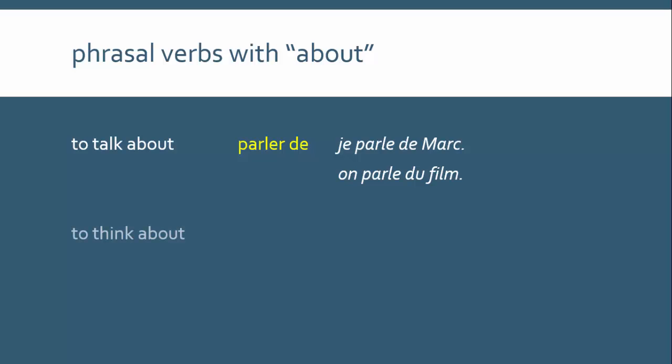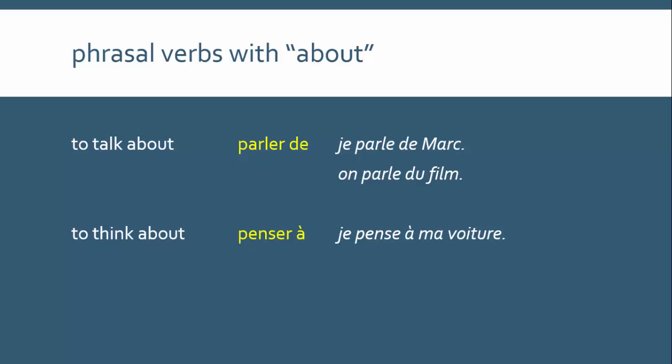For example, to think about something is penser à quelque chose. So je pense à ma voiture, I'm thinking about my car. So now we have two possible translations for about. But then we have another problem, because if you look up de or à in a dictionary, you probably won't find about. De on its own generally means of or from, and à is at or to. So we have a problem here.